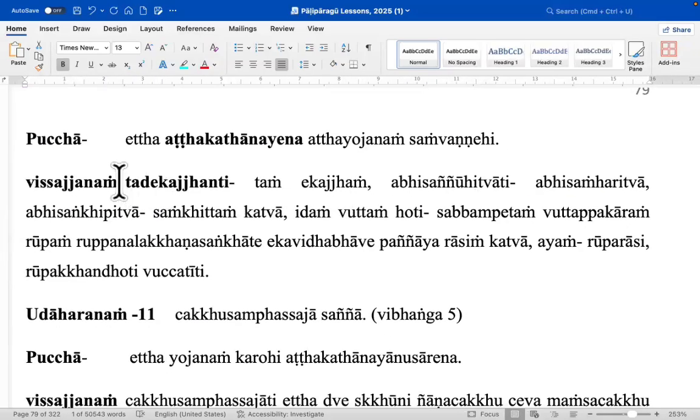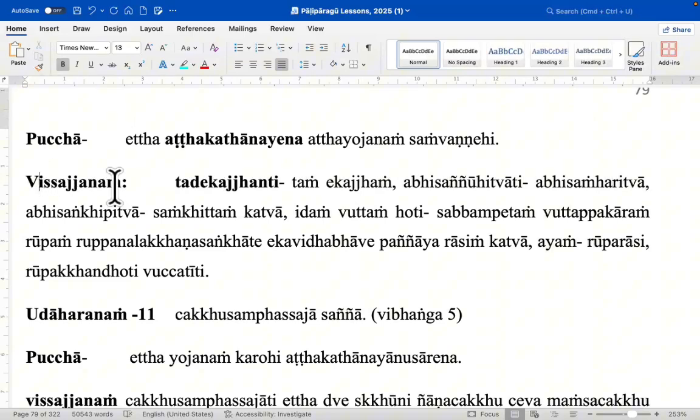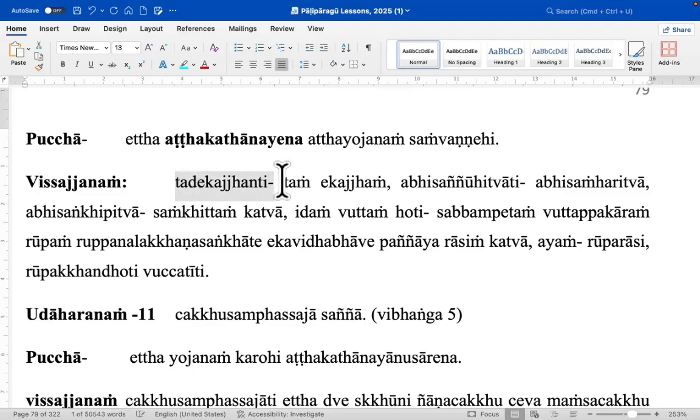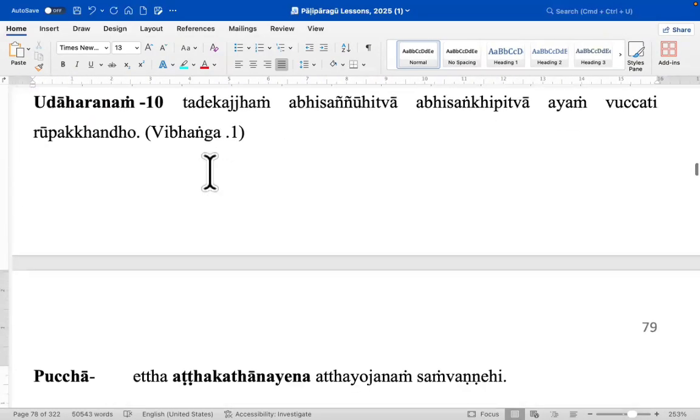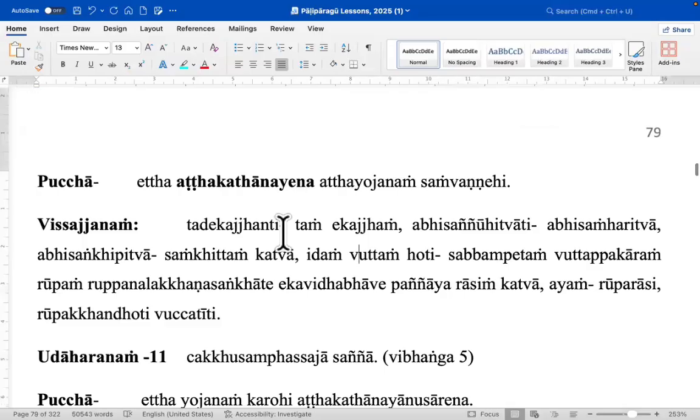The Visijana means answer. From Dharikajandi, Dharikajan is translated as Tam Ikajam. This is just sandhi. Okay, Dharikajam.